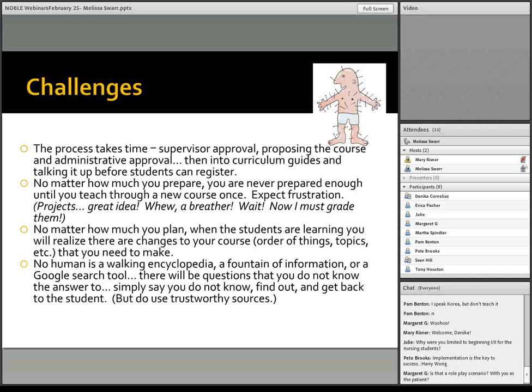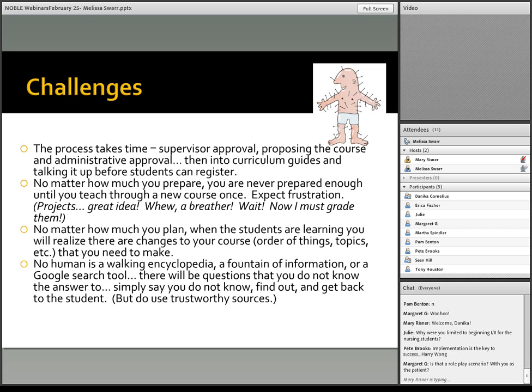Some of the challenges, just to be totally upfront with everyone, it depends on your district, it depends on your supervisor. There is no work on the part of the supervisor other than supporting you, getting the course approved and going through the proper channels and processes to get that approved, getting it into the curriculum guides so that students can choose it, making sure that they share the information with others in the department or however your school does registration for next semesters and recommendations.